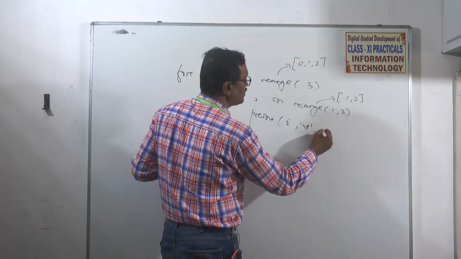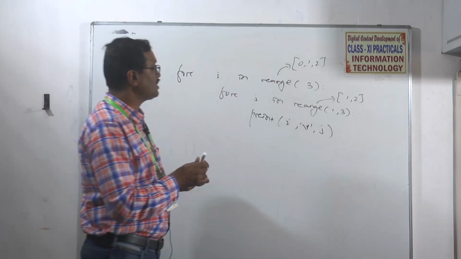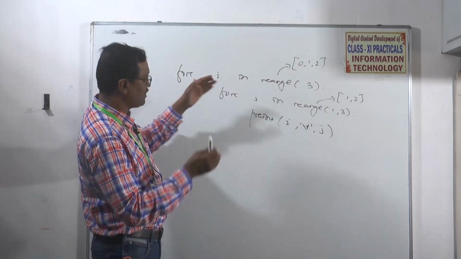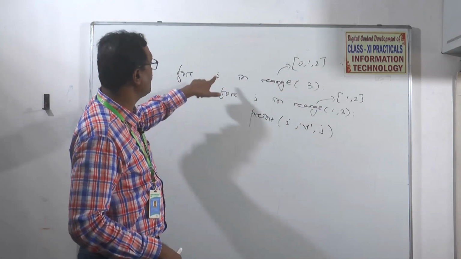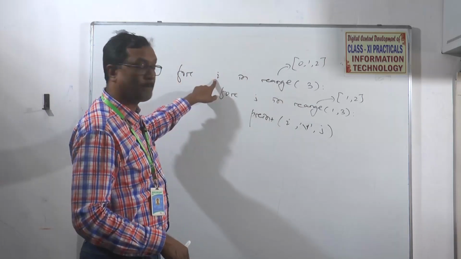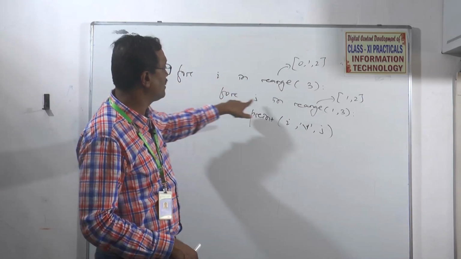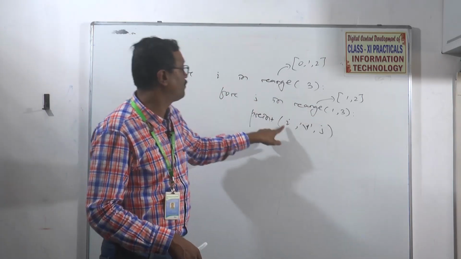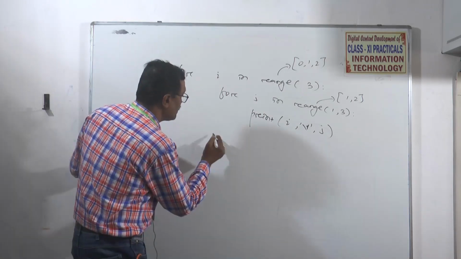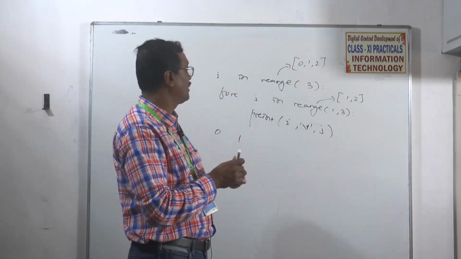This is the print statement, print(i, j). So now you see what it is doing. Now it will print. I am going to explain how this is working. 0 will be assigned to i, then it will get inside. 1 will be assigned to j. Print i, j means it will print 0 1.